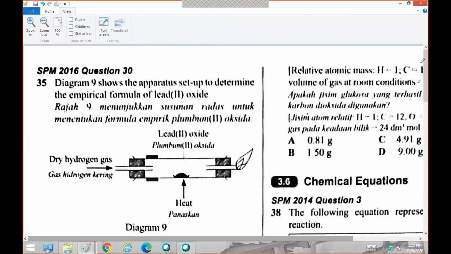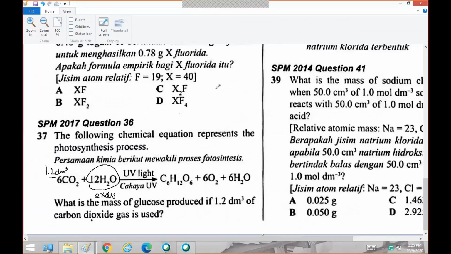There you go. Right, so the molar volume of gas at room condition is 24 decimeter cube per mole. So you have to take 1.2 decimeter cube, divide by 24 decimeter cube per mole, and you get 0.05 mole. So you have 0.05 mole of carbon dioxide. How many moles of glucose are you going to make? I know you want to look for the mass, but you must change to mole, and then only you can change to mass. So further, you have to take 0.05 mole and divide by 6 because 6 produces 1. Therefore, whatever I have over here must be divided by 6.